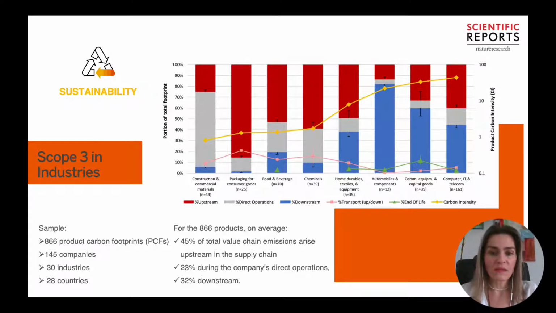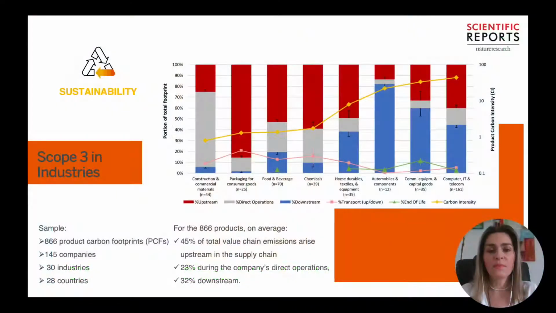As you see, the graph is sorted left to right by increasing average carbon intensity. We can see that computer IT and telecommunication has the highest carbon intensity, and this is mainly for the users of the data centers and all these that require a lot of energy.